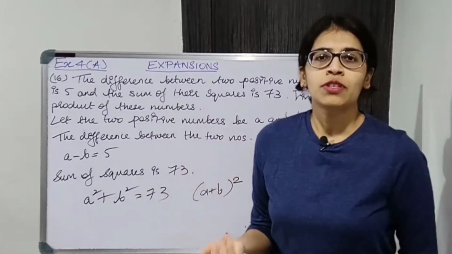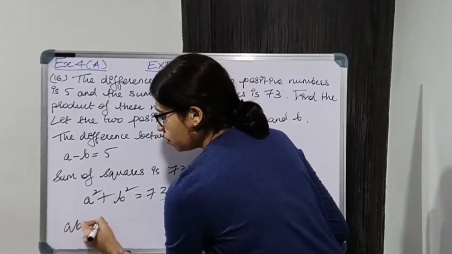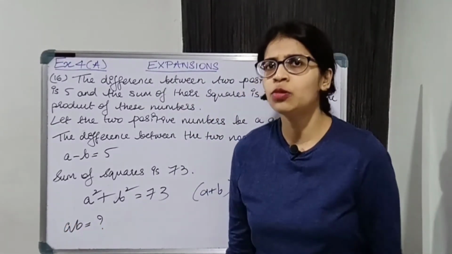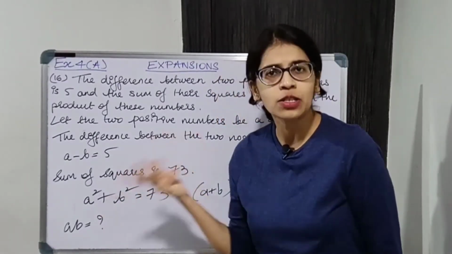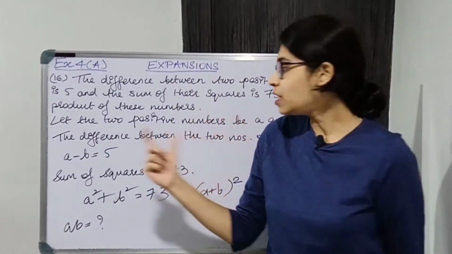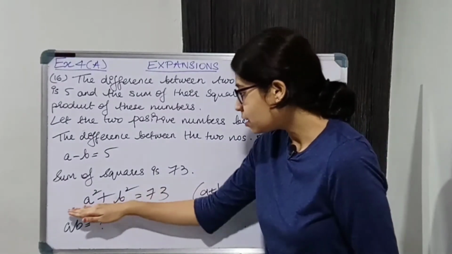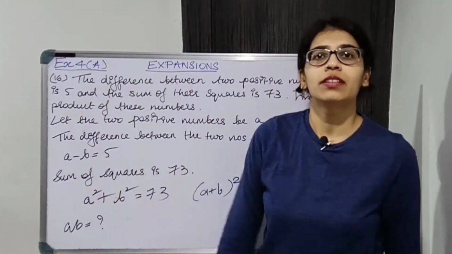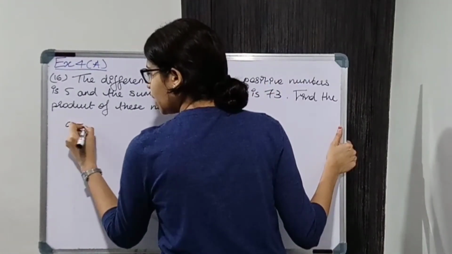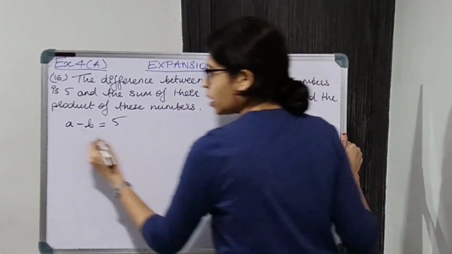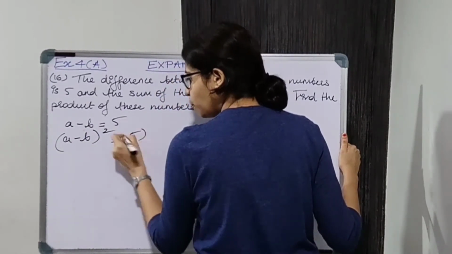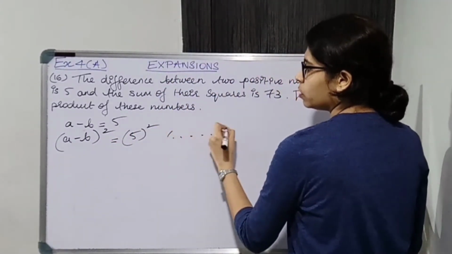Find the product of these numbers. We have to find a into b. What is the value? What we will do? We cannot use identity for ab. We don't know identity for a square plus b square, but we do know identity for a minus b the whole square. We will square this thing, and this information will be useful in that part. So let us start with the squares. a minus b is equal to 5. So a minus b, put brackets, square is equal to 5, put brackets, square. Squaring on both the sides.